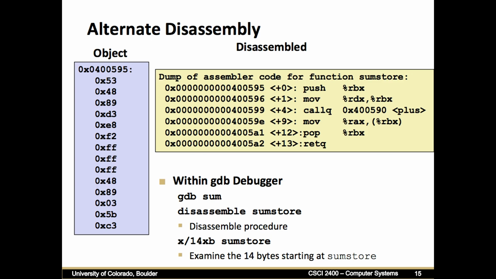There are other ways to disassemble code. We're going to be going through tutorials about how to use the GNU debugger to do that. You can start up the GNU debugger running the sum program, and then you can say disassemble the sumstore function, and this is what it will give you here. It'll disassemble the code at a particular point. You can also examine the 14 bytes in hexadecimal at wherever sumstore is stored, and that would give you this here, showing the 14 bytes at that location.